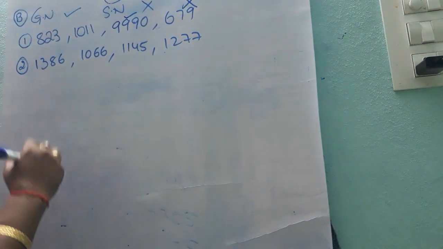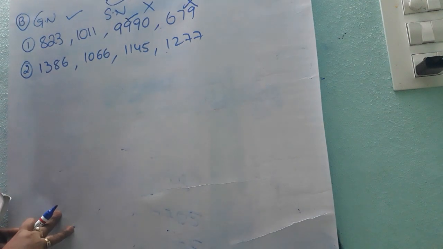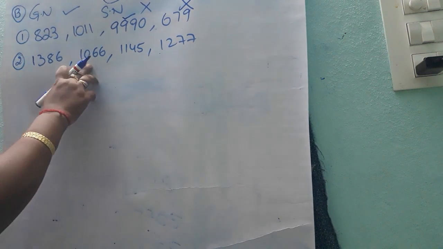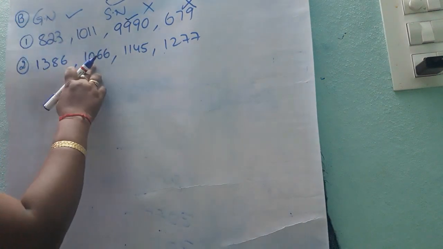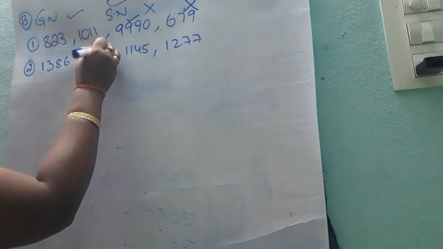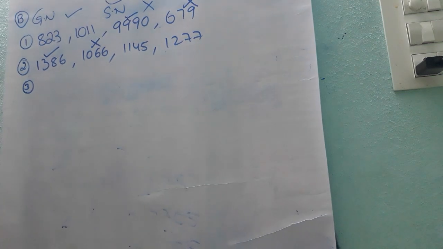Second one. If you observe these numbers, all are 4 digits only. Check which is smaller and which is greater. All started with 1,000 only. Next, 300s, 0, 100, 200s. So 0 is the smallest one. Greatest one is 1,386. Next one.